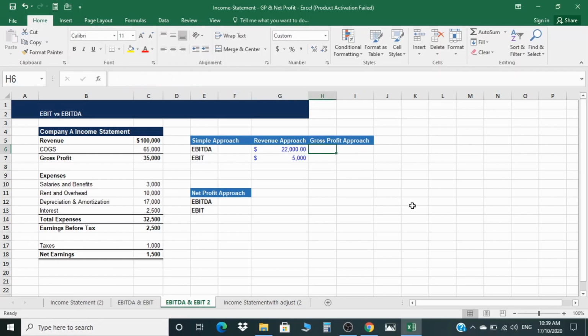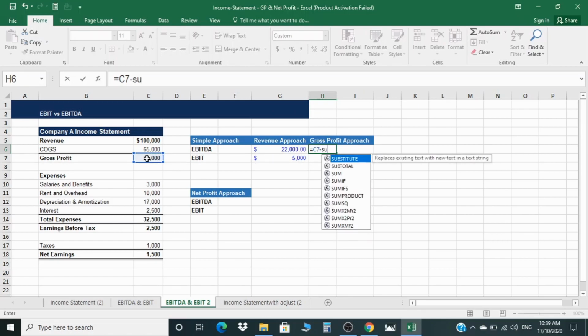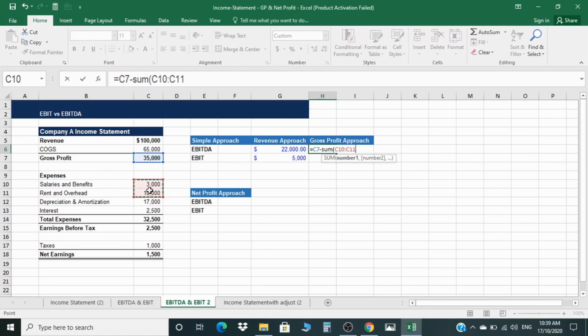So now we go by the gross profit approach. Just take gross profit, don't care about revenue and cost of goods, minus sum, bracket, divided. EBIT is equal to, go here, just deduct salary, rent and depreciation, close bracket, you get your 5,000.